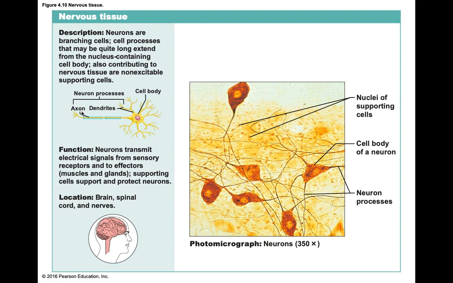The function is that neurons transmit electrical signals from sensory receptors to an effector, like muscles and glands, and supporting cells support and protect the neurons. So we have these large cells that we focus on, okay, cool, that's a neuron. Then all those little tiny supporting cells in the background help with the support and protection of our neurons. The location, of course, is the brain, the spinal cord, and the nerves. These are the main players when we're talking about the nervous system, and the nervous system is made up of nervous tissue.